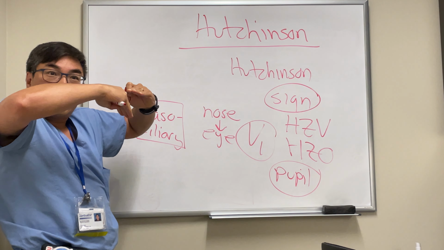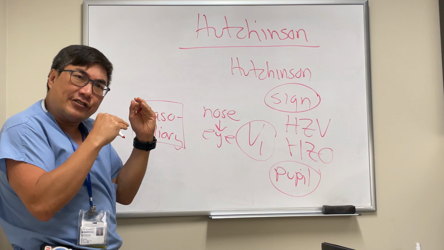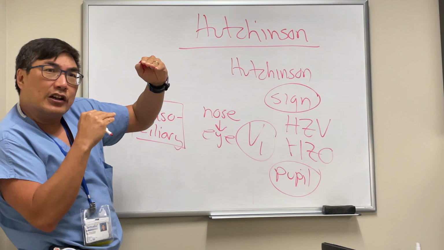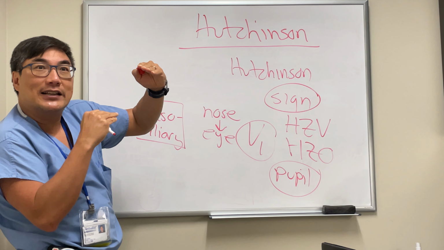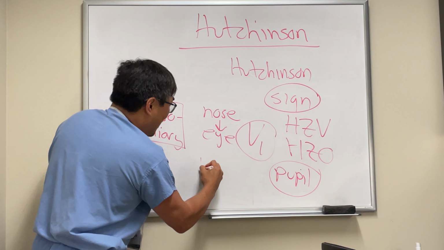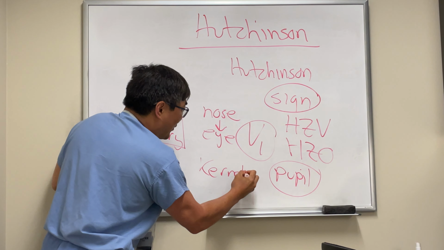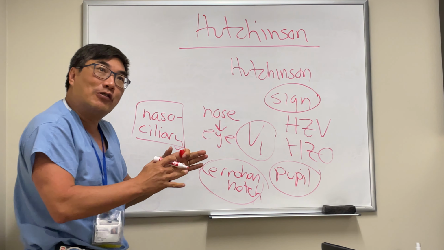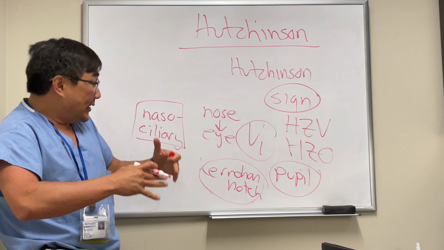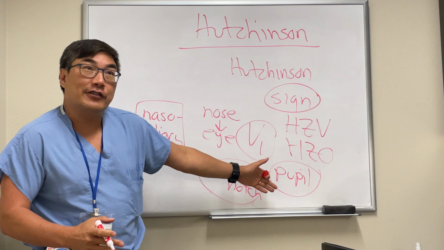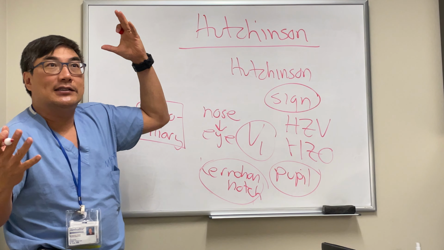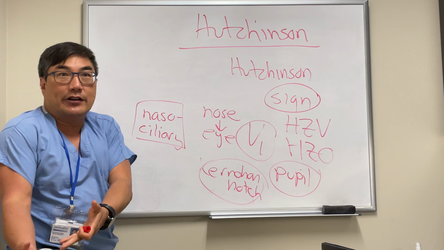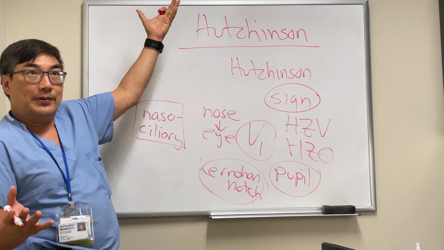And that uncal herniation can press the third nerve against the notch in the tentorium called the Kernohan notch. So the Hutchinson pupil goes along with the Kernohan notch phenomenon, and it's a false localizing sign. It tells you that you have a pupil-involved third, for example, on the right, but the lesion is actually on the left side. It's nowhere near the posterior fossa. It's in your brain because you're herniating.